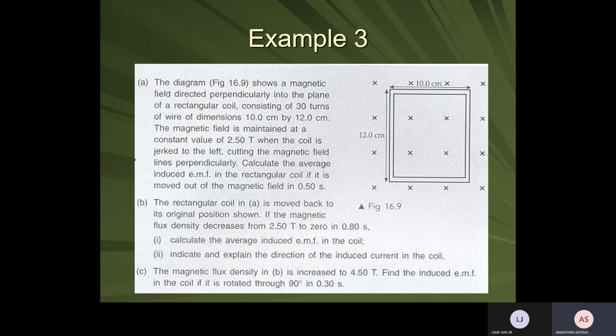Is the flux rising or decreasing as the coil moves away from the magnetic field? The flux is decreasing. What should the current do? Oppose the change. Because the flux is decreasing, the current should raise the flux. Since the flux is decreasing, you want to oppose the change, so you increase the flux.